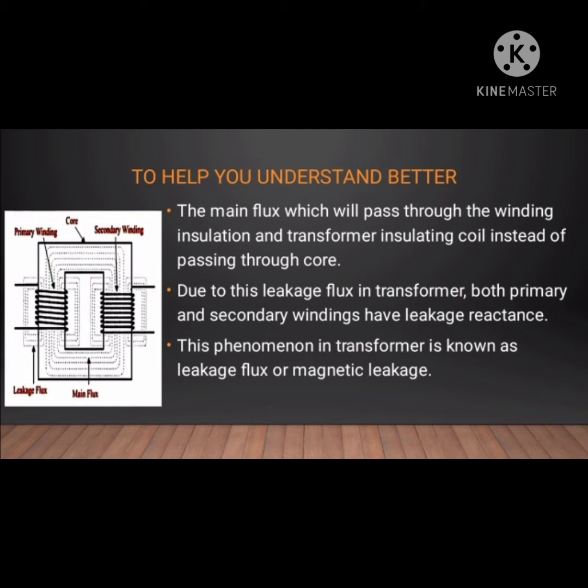Mapapansin natin dito sa figure na to, yung primary winding and secondary winding, merong magnetic flux na hindi nagpa-follow ng particular intended paths. And ang tawag dun is leakage flux. This phenomenon in the transformer is known as leakage flux or magnetic leakage. So, yung phenomenon daw ng transformer na pagkakaroon ng hindi nagpa-follow ng particular intended path dun sa magnetic circuit, ang tawag dun is leakage flux or magnetic leakage.